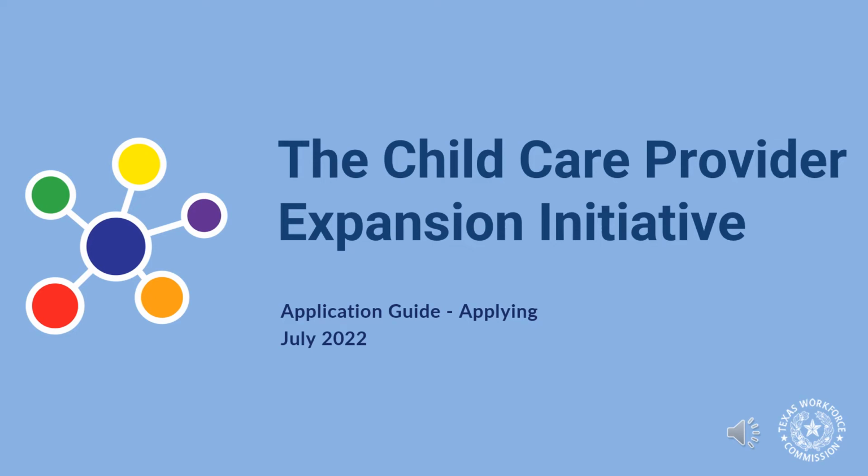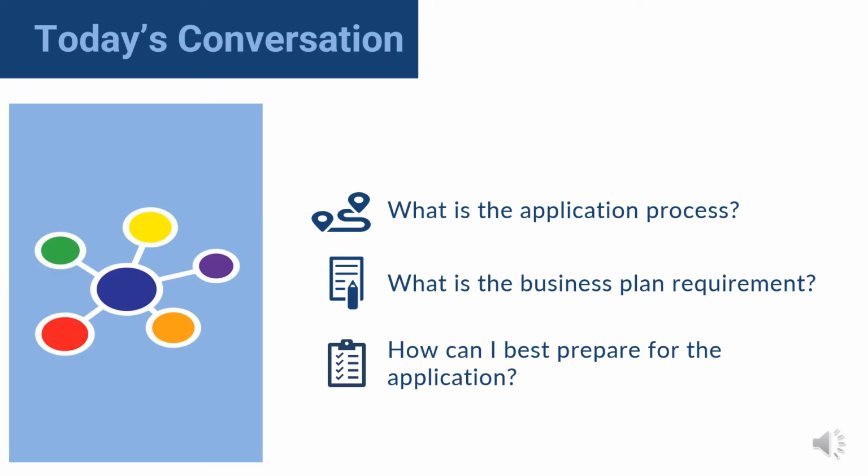Welcome to Part 3, the Child Care Provider Expansion Initiative Application Guide, Applying, for July 2022. In today's conversation, we'll discuss three things. 1. What is the application process? 2. What is the business plan requirement? And 3. How can I best prepare for the application?